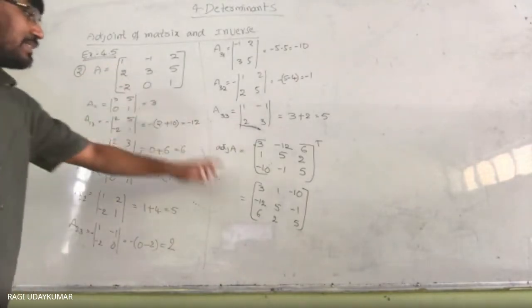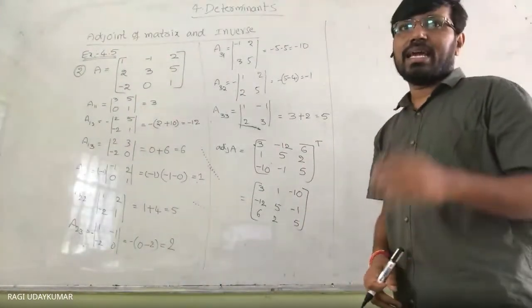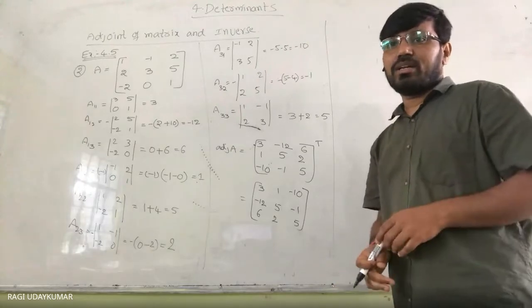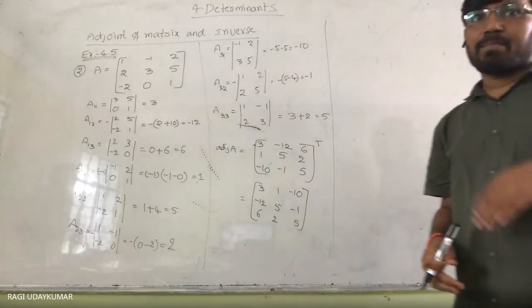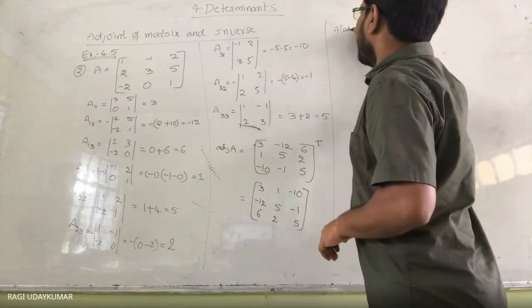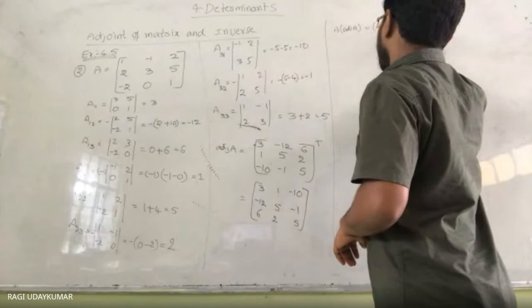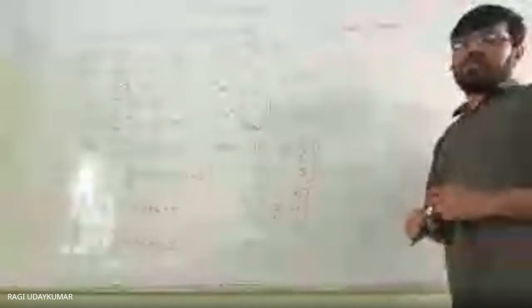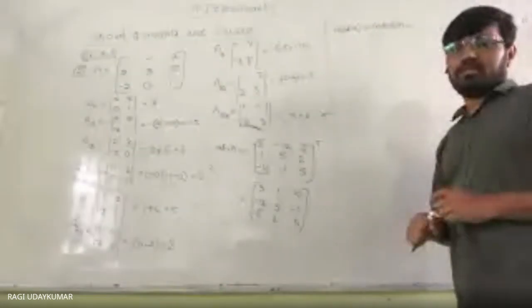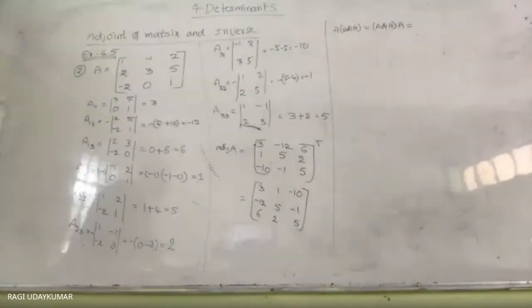If you multiply this matrix and this matrix, what do you need to get? Actually, the next question is asking you the same thing: verify A into adjoint of A and adjoint of A into A. What do you get? A into adjoint of A is equal to adjoint of A into A is equal to, can anyone tell? What do we get? Just now we have learned A into adjoint of A into A. So what do we get?